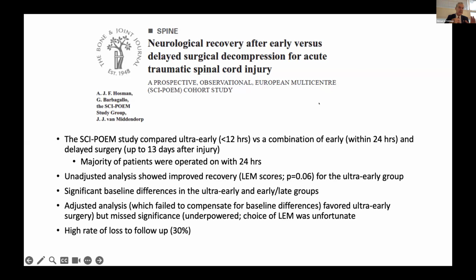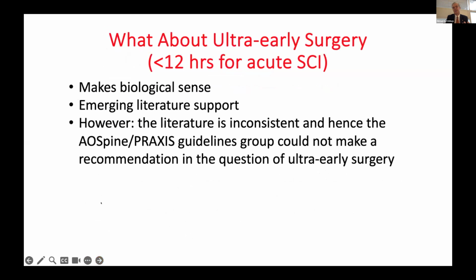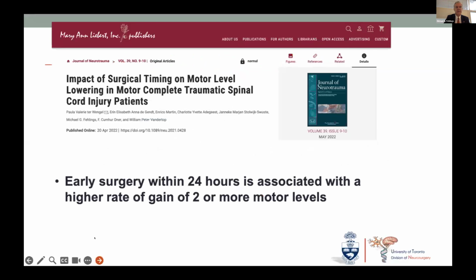And then there were some baseline differences that the authors had some challenges in terms of trying to adjust, and there was some loss of follow-up. But certainly I would say that while not definitive, the study does suggest a signal for the potential role of ultra early surgery. So it makes biological sense. But because of some of the inconsistencies in the literature, we were unable to make a clear recommendation on the question of ultra early surgery. So this represents a knowledge gap, and I think going forward, potentially with a meta-analysis of some of the existing studies, perhaps with further studies, we'll be able to clarify this issue.